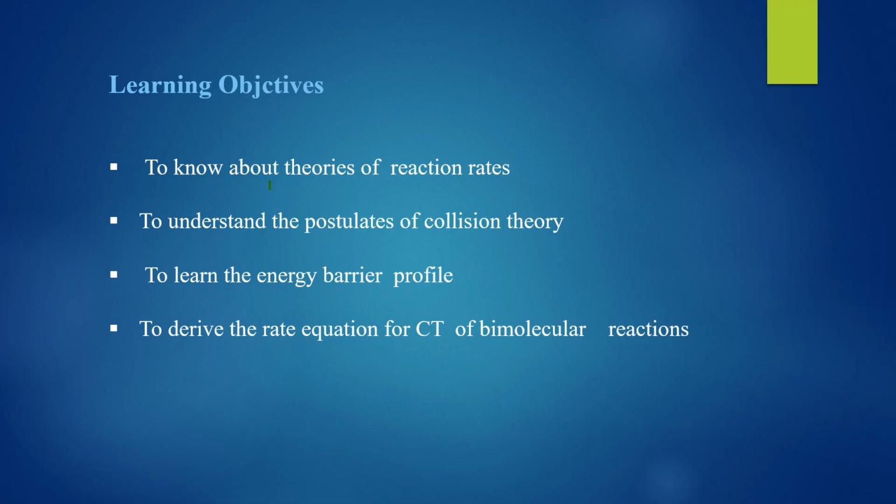When we come to the theories of reaction rates of chemical reactions, the first and foremost theory is collision theory. The second objective is to understand the postulates of collision theory, which means the assumptions made in building up collision theory. The third objective is to learn about the energy barrier diagram, which explains the conversion of reactants into products. And the last objective is to derive the equation for the collision theory rate constant of bimolecular reactions.